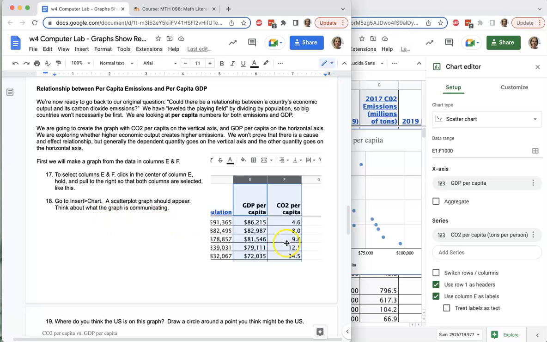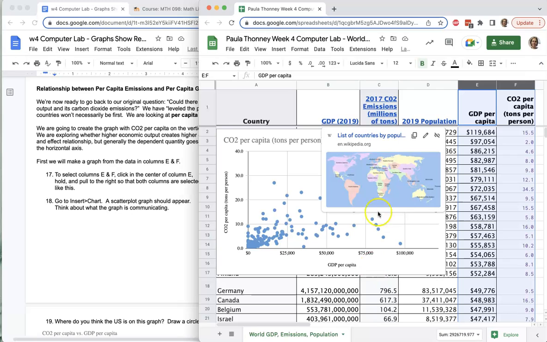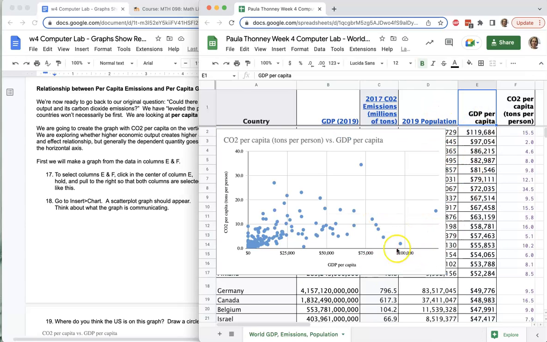Think about what the graph is communicating. I don't want that map. Okay, what is this graph communicating? So we have sort of a mess of dots here. We have a lot of dots right in this corner, which means poorer countries, low GDP, low CO2 emissions. There's a cluster. And then it kind of spreads out.